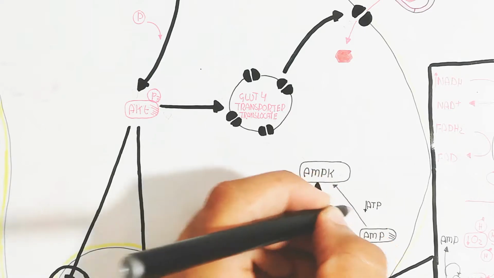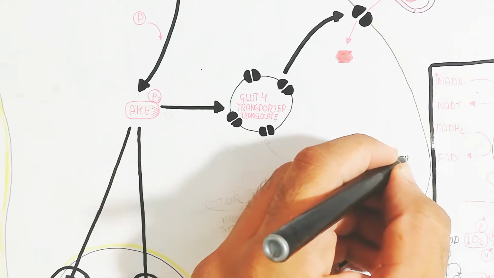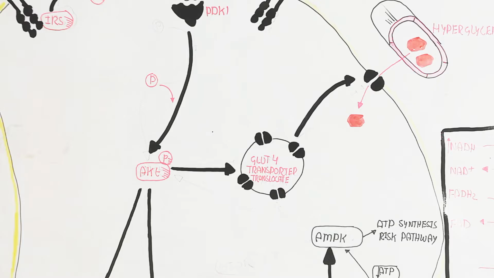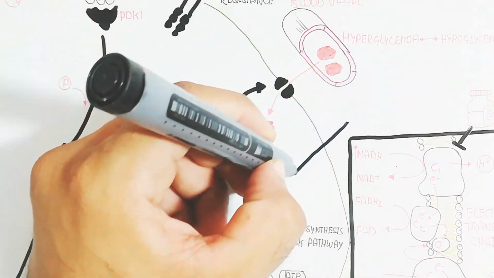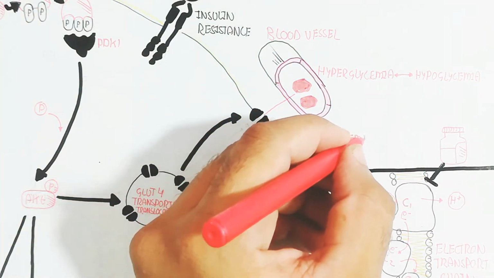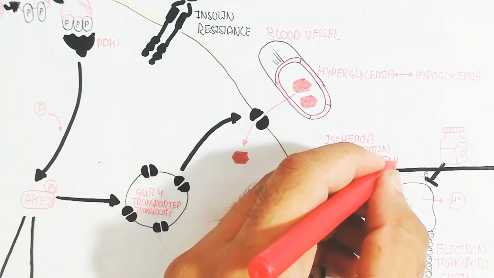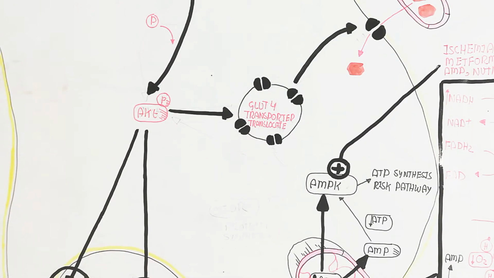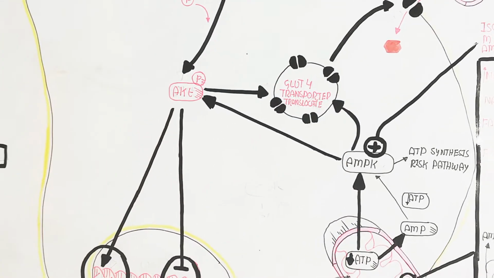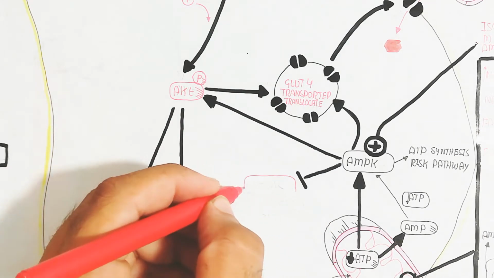This is a kinase protein, from the family of kinases, and in this way, as the ATP decreases, the AMP will trigger AMPK, which leads to ATP synthesis and the RISK pathway. We will discuss this in another video. The other factors that increase AMPK are ischemia, metformin, AMP and nutrients. Ischemia means a decrease of oxygen, like hypoxia, meaning less oxygen, which damages the cell.